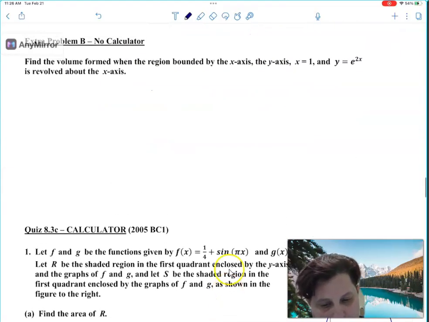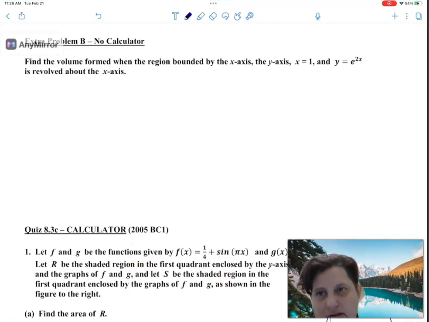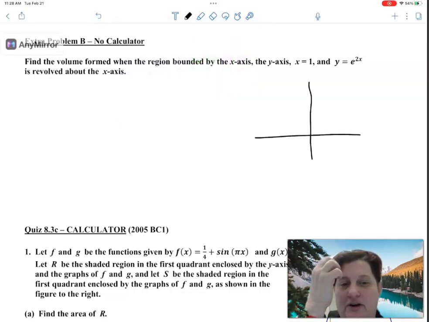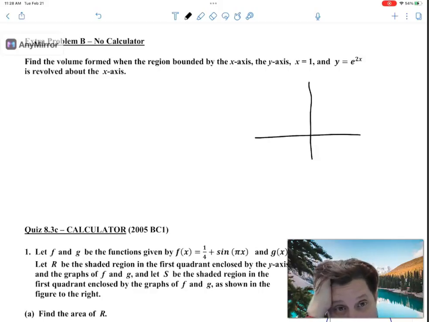Okay, cool, so here's an extra problem that we can practice. The big thing with something like this is you have to be able to sketch it. This is why it's so important to know what e to the x, e to the 2x, and this stuff looks like. Okay, so check it out.